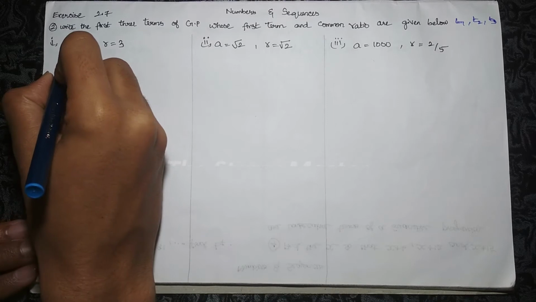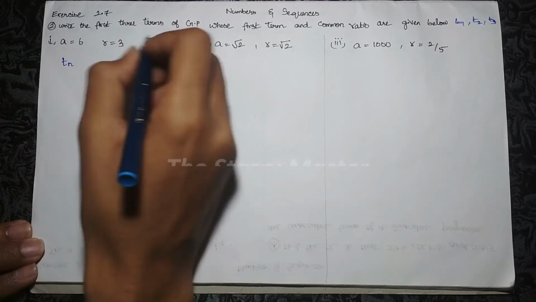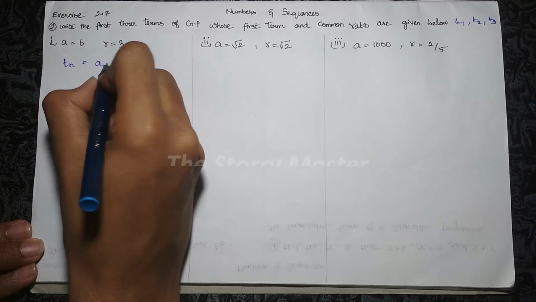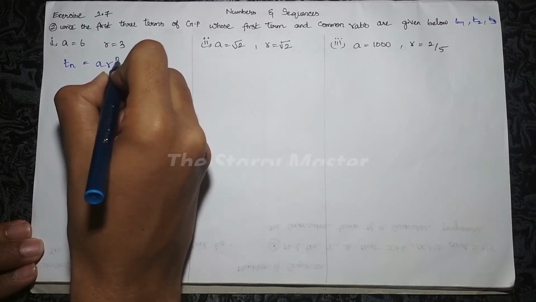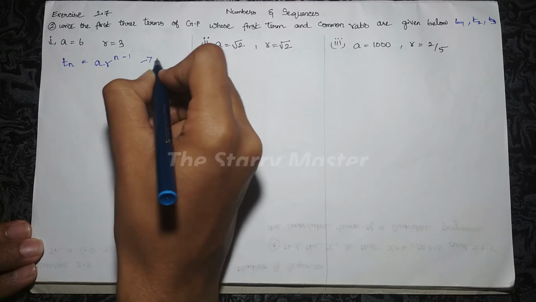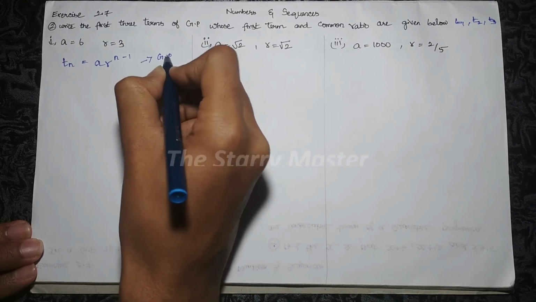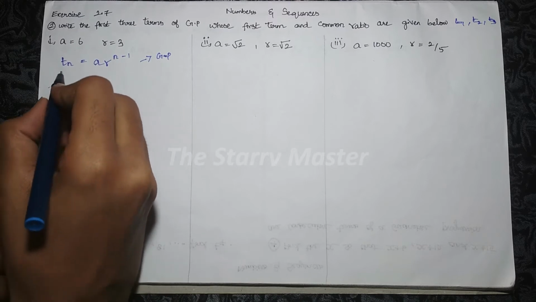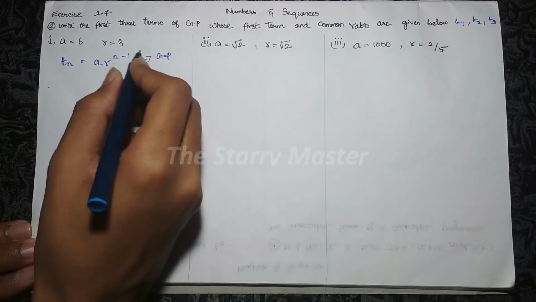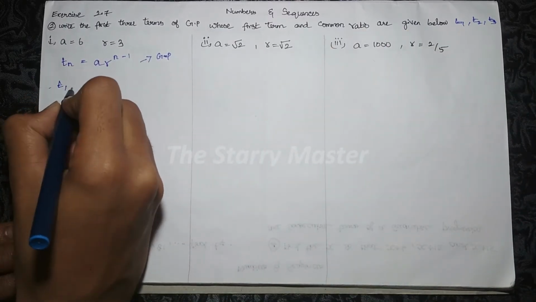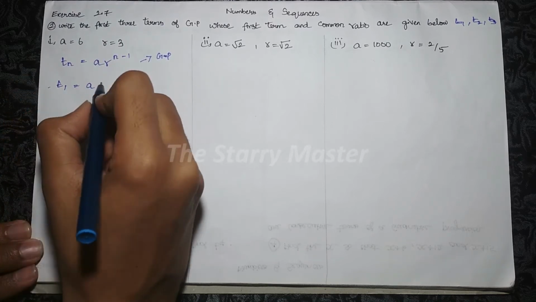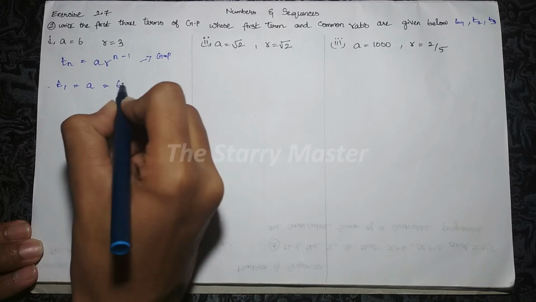So we have a formula for finding terms of a GP. Tn is equal to a r to the power n minus 1. It is for finding a GP. For an AP we have a different one. For finding a GP we have this. So we need to find T1, T2, T3 with the help of this formula. T1 is already given here as a. T1 is always a. So T1 is equal to a, which is 6.